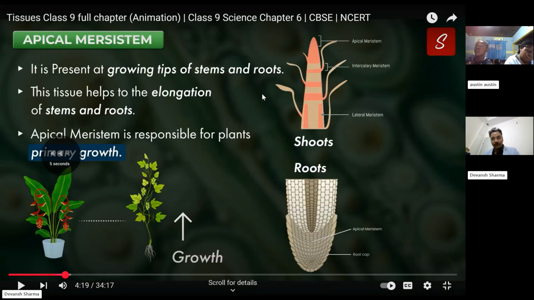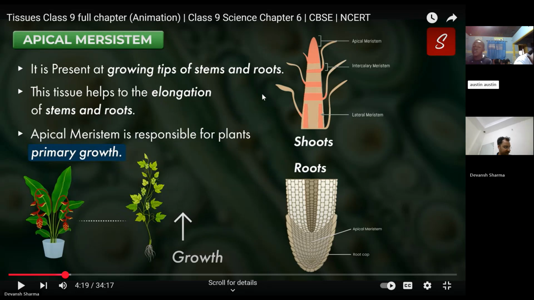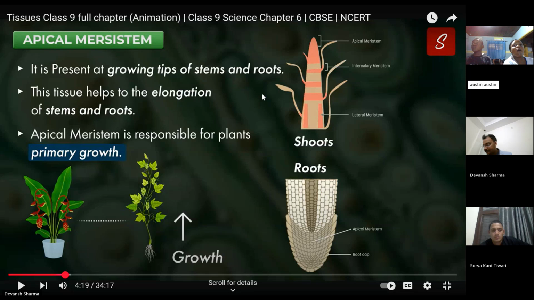Now have you noted down these three points: that it is present on the growing tips of stems and roots, this tissue helps in the elongation of stems and roots, and it is responsible for the plant's primary growth. Okay. Good. This is easy.